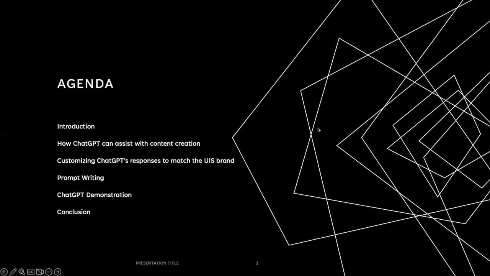So ChatGPT and the web, the things we're going to cover is the intro, how ChatGPT can assist with content creation, how we can use it to respond to match the UIS brand, prompt writing suggestions, and a quick demonstration on how it all works. We have quite a few people here today. So if you have any questions, we'll have some time at the end to ask questions and go from there. So let's get started.